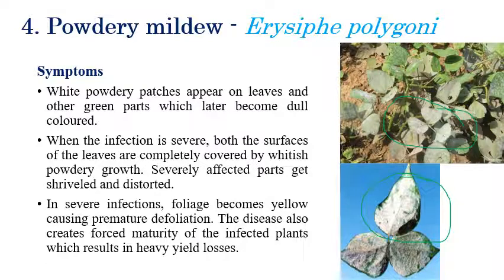In normal cases, we can see it on any one of the surfaces, that may be the upper surface or lower surface. Mostly we can see it on the upper surface. In severe infection, this completely white powdery growth can be seen on both surfaces of the leaves. In severe infection, defoliation or premature defoliation of the leaves can occur, and that also results in very heavy yield losses.